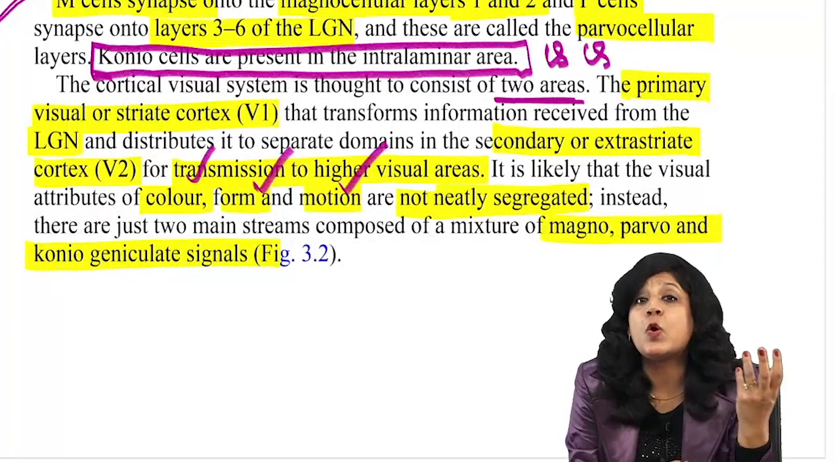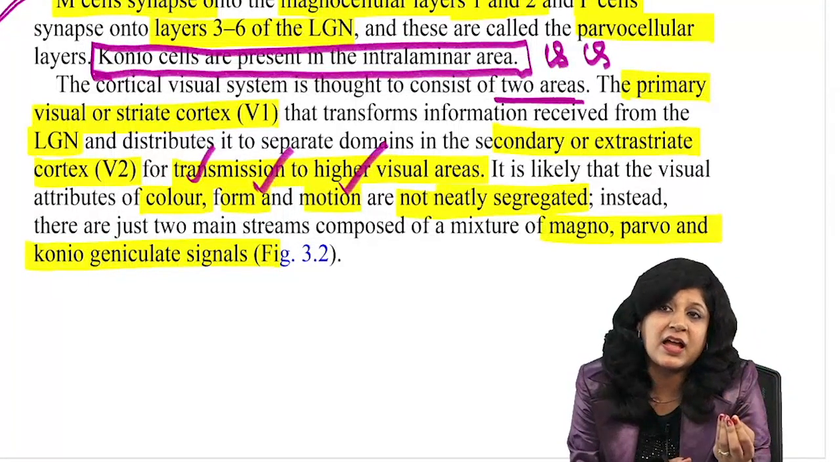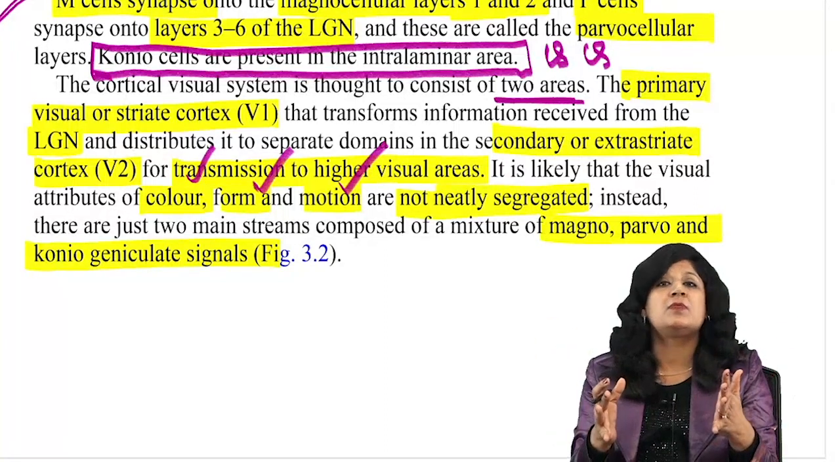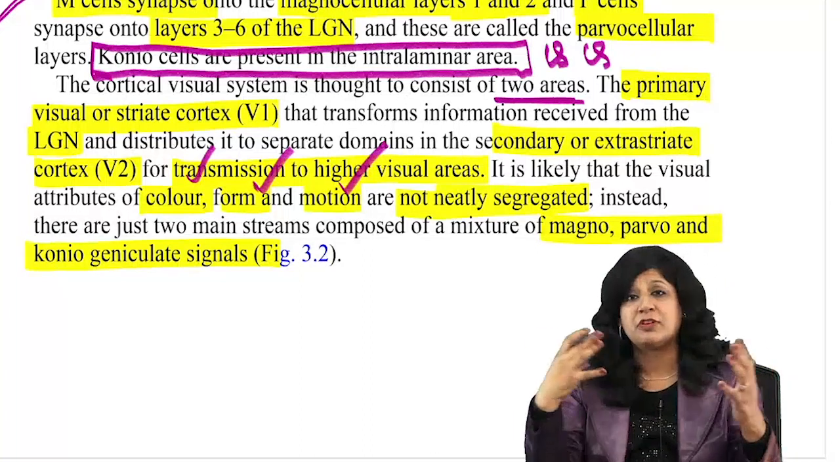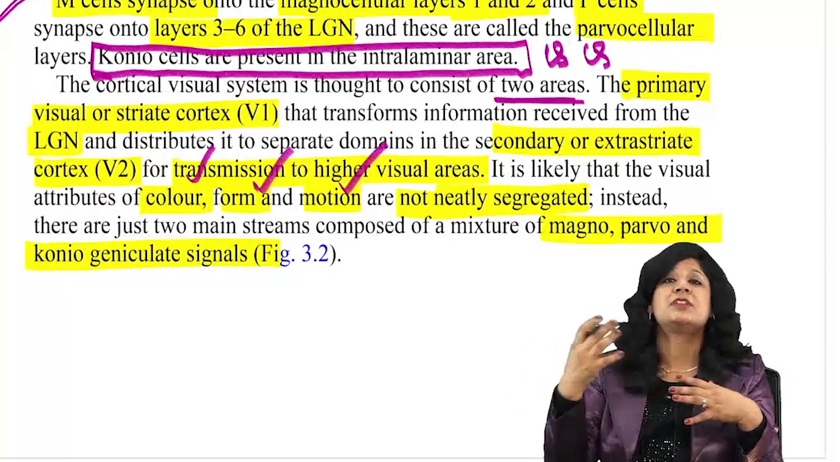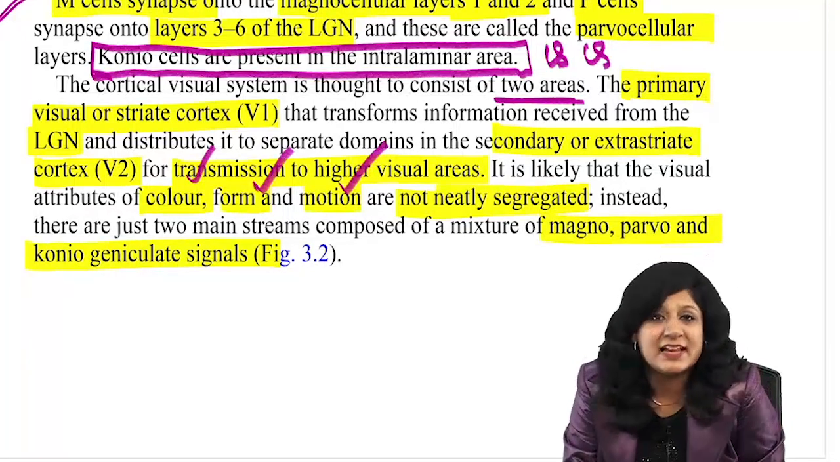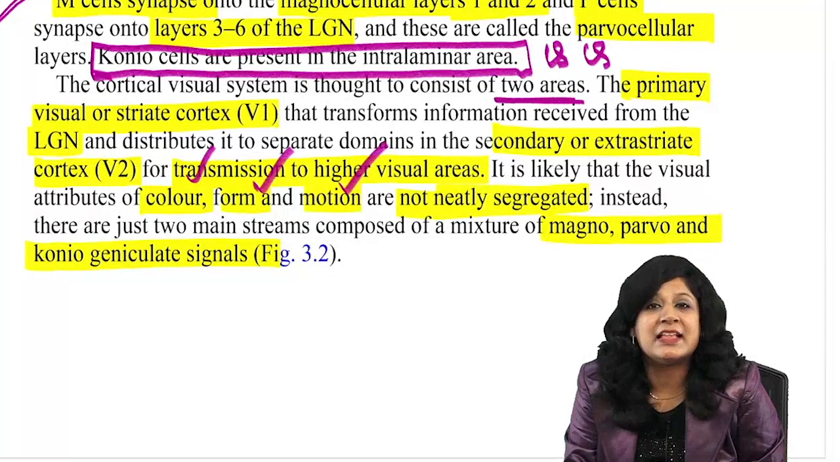I hope we have covered many high-yield things in this part: the visual cycle, rhodopsin, the one-to-one relationship between the rods and cones, between the ganglion cells and the photoreceptors, why the fovea is so sensitive, along with the different pathways in the lateral geniculate body.